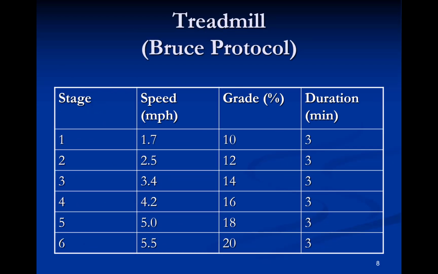So here is the Bruce protocol, what it looks like. This is what I would call a quick and dirty protocol. As you can see, it starts out pretty slow related to speed, but the incline is actually pretty steep. So this protocol gets people to their max really quickly. But the trade-off is that it might be overly aggressive for someone who's not either used to walking up a hill or running up a hill, or someone who's not in great shape.